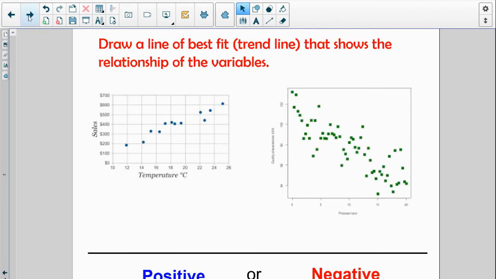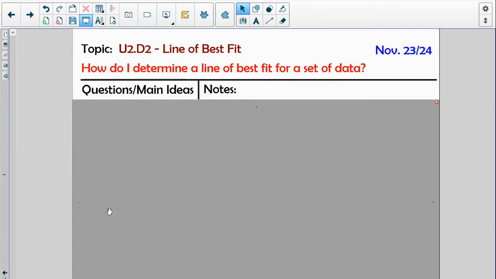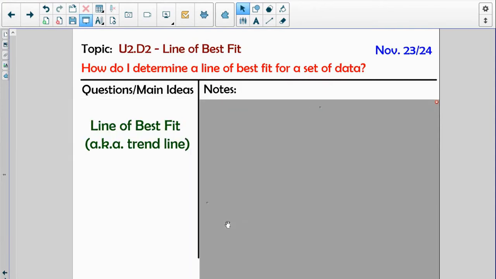So we are going to start with, I've got to go back, excuse me. The first main idea is line of best fit. So what is the line of best fit? It's also something that's called the trend line, so also known as trend line. So if I say line of best fit or line of fit or trend line, I'm really referring to the same thing. It goes by many names.